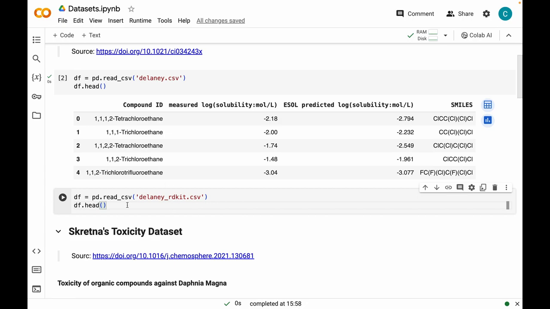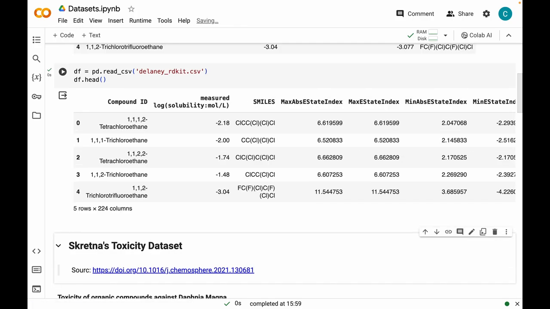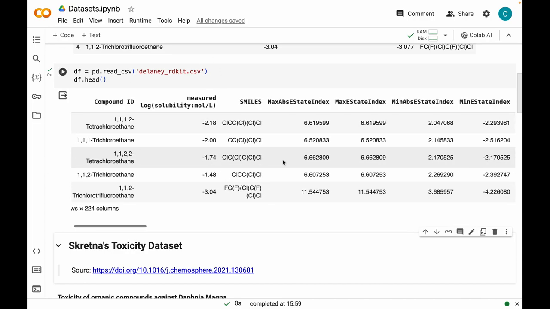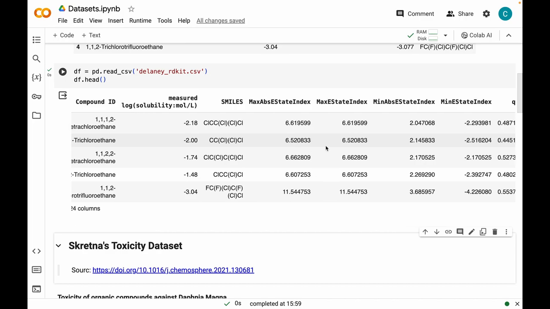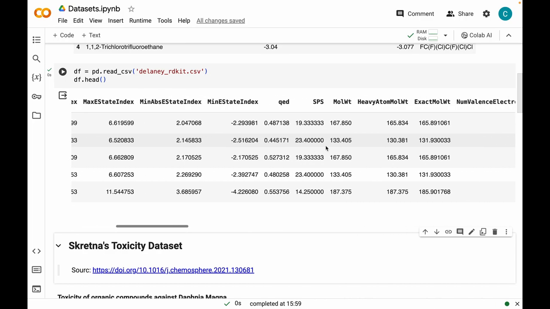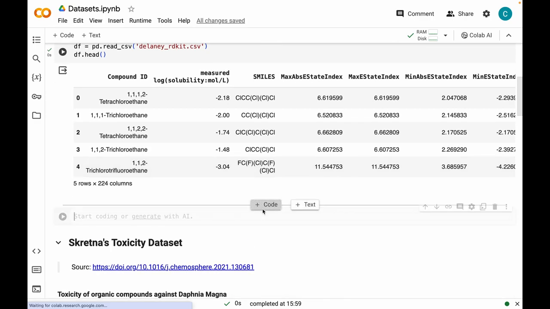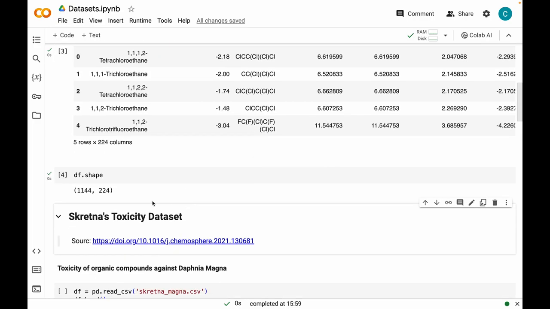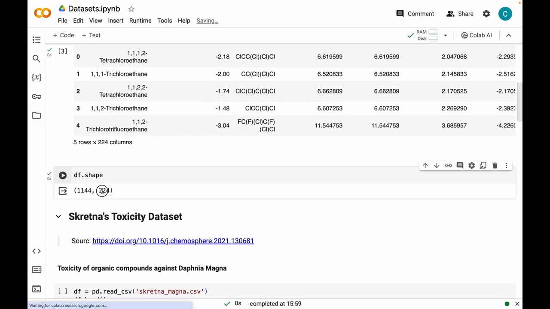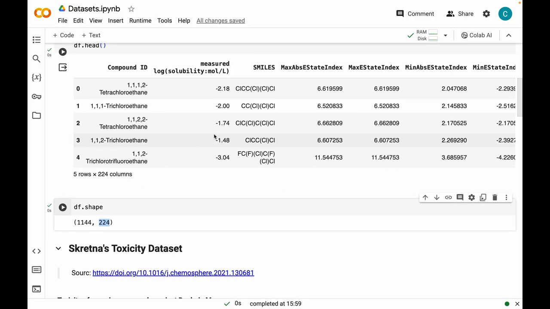So let's go ahead and have a look at the dataset containing RDKit descriptors. Now, apart from all this information, like names, measured log solubility, SMILES, we have the RDKit descriptors, both 2D and 3D. And if you want to have a look at the shape, we have 1144 data points and 224 columns. And if you take these 3 out, we will have 221 molecular descriptors, which you can use for your machine learning or QSAR studies.